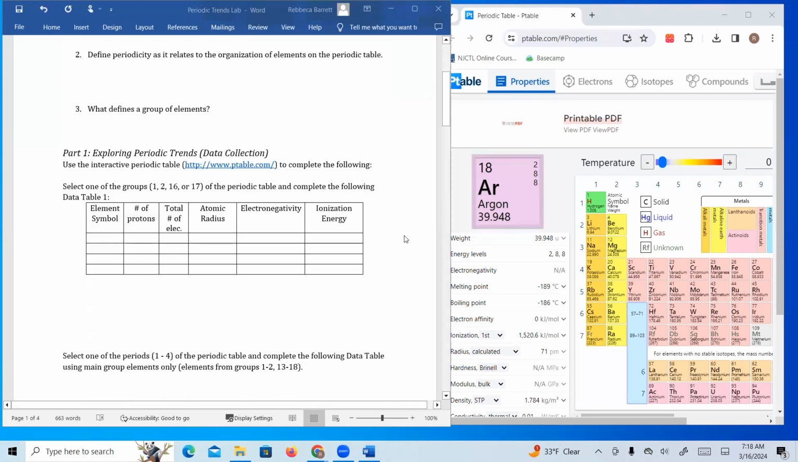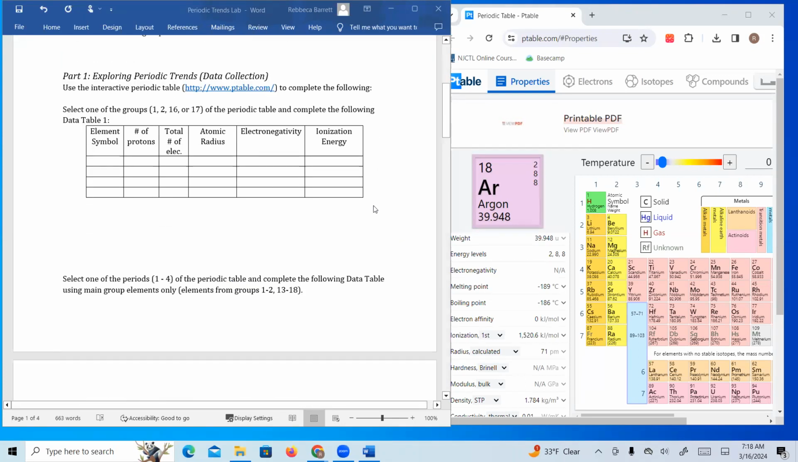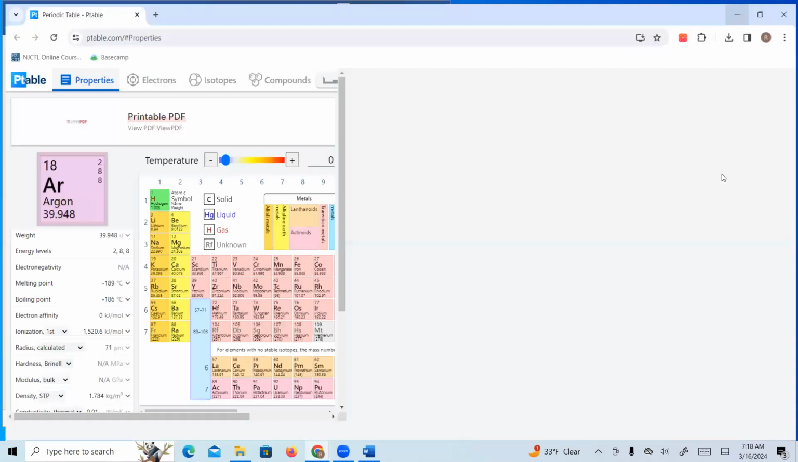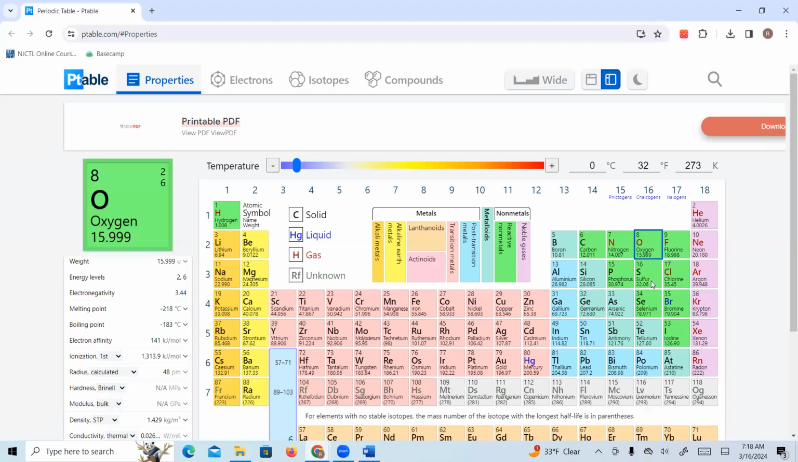Then in part one, we're going to collect some data using an interactive periodic table found at this link here, www.ptable.com, which you can see in the window over to the right. So first, we're going to select one of the groups, 1, 2, 16, or 17, and complete the following data table. And we're going to do just the first 4 elements. So if I were to choose group 16, let's say, I would be choosing oxygen, sulfur, selenium, tellurium.